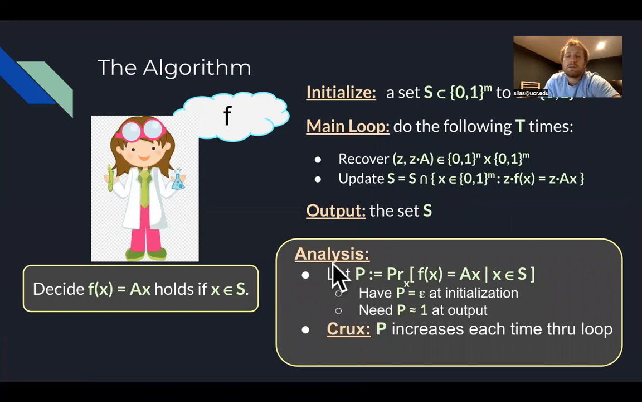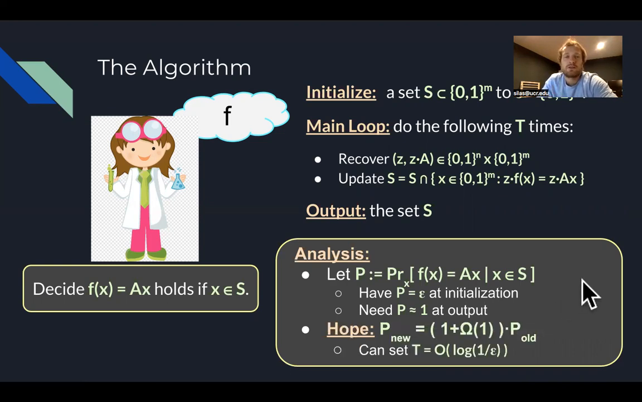Okay, so to analyze this formally, you have to define this probability potential P. It's the probability that f(x) equals A(x), given that x is in S. You notice that P equals epsilon when you initialize the algorithm. We need P to be very close to 1 at the output. And so the crux is showing that P is going to increase each time we go through the main loop, and understanding how much P is going to increase.